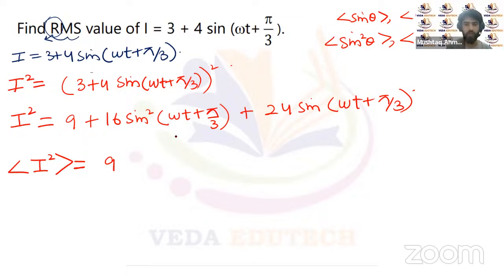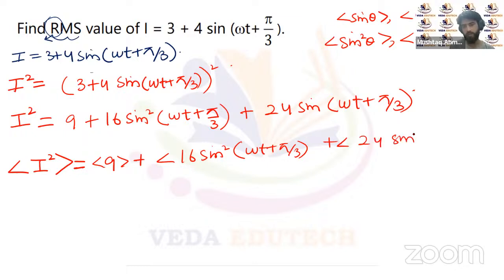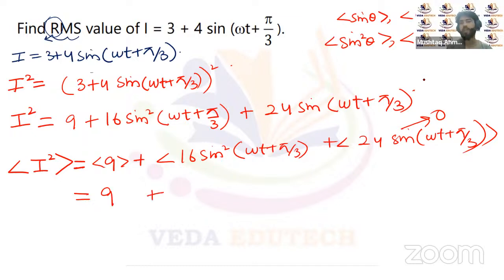Now, taking the average, we'll get the average of this function. Then the average of this 16 sine square omega t plus pi by 3, we have to take the average of this function as well. Average of sine theta is 0, so the average of this function will also be equal to 0. And 9 is a constant, its average will remain as 9. And the average of sine square theta is actually half, so it will be 16 upon 2.